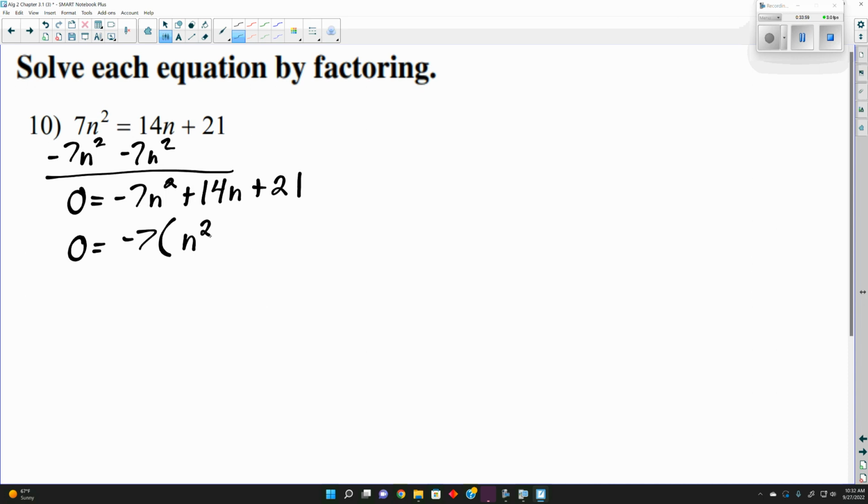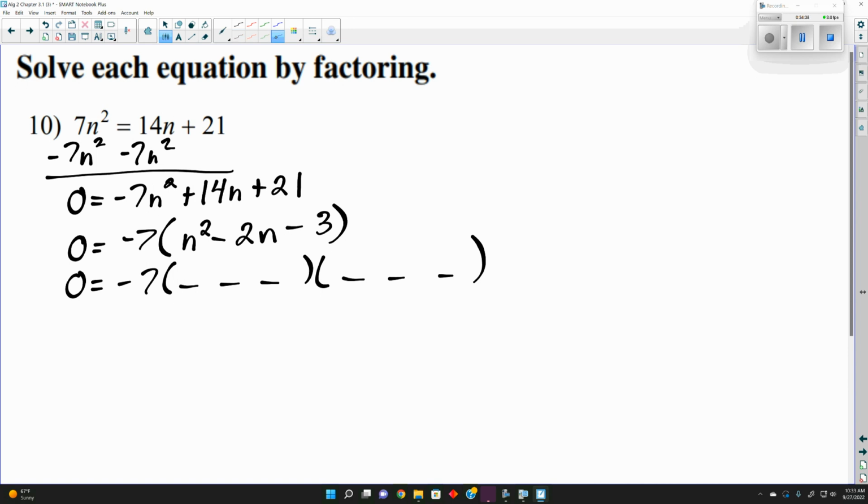So with positive 14, the negative being factored out is going to change it from positive to negative. 14 divided by 7 is 2n. And lastly, with 21, the negative is going to turn it from positive to negative, and 21 divided by 7 is 3, so we get this here. Now we can say 0 is equal to negative 7 parentheses, three spaces, three spaces.